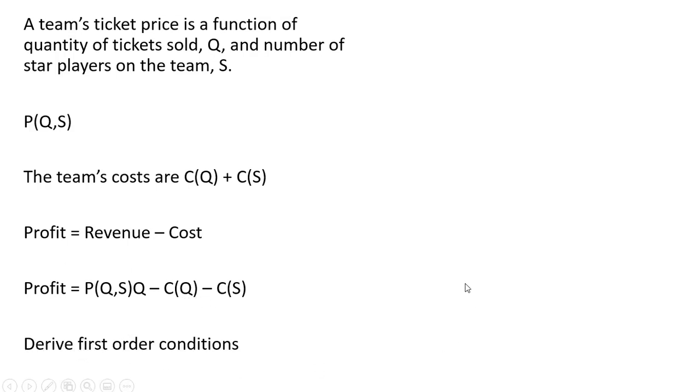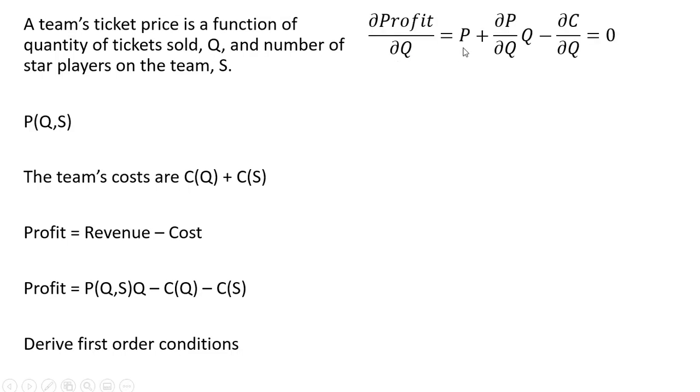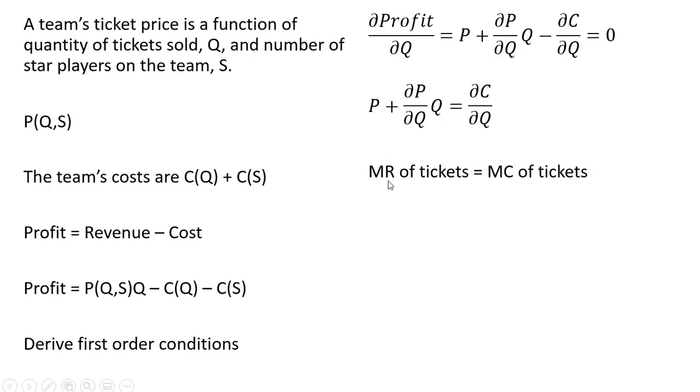And now let's derive the first order conditions. I'm going to take two partial derivatives. First, the partial derivative of the profit function with respect to the quantity of tickets, and we're going to get back this result right here. Setting it equal to 0 because we're maximizing. So just moving some things around, this tells us to maximize profits we want the marginal revenue of tickets to equal the marginal cost of tickets. The left-hand side is the marginal revenue, and the right-hand side represents the marginal cost of tickets.